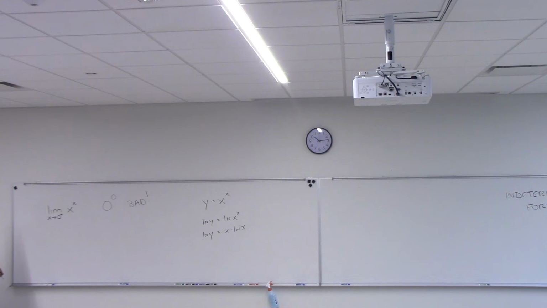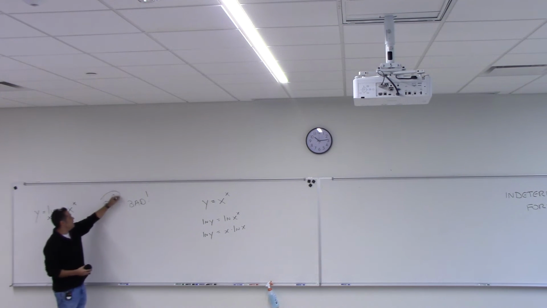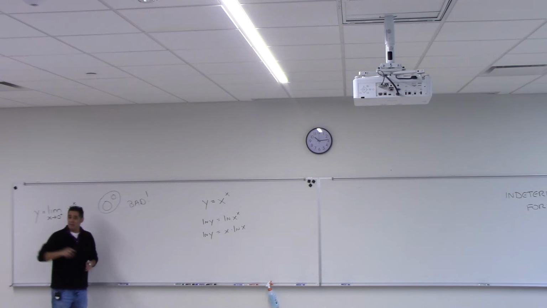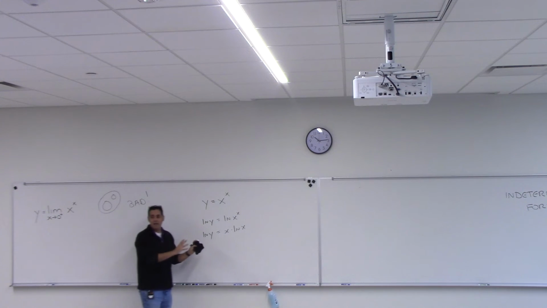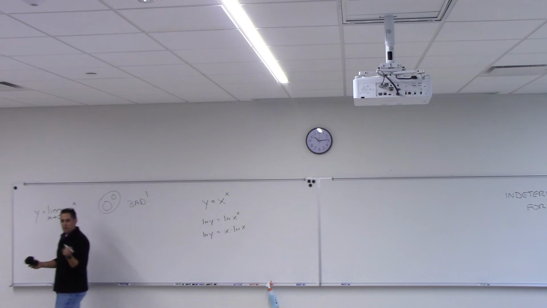All right, so how do we do it? How do we handle this? Well, what we're going to do looks a lot like what we did there. We're going to call this limit something. Let's call it y, okay? So we're going to create an equation. We're going to say y is equal to this limit. This is what you do. Anytime you see this or the other two, you're going to call the limit y. It's your first step. Next thing you're going to do is take the natural log on both sides.